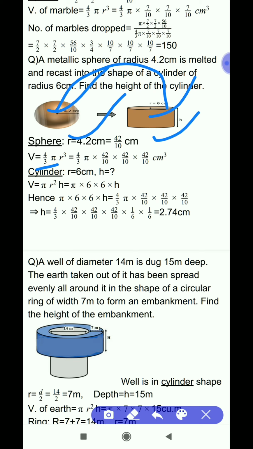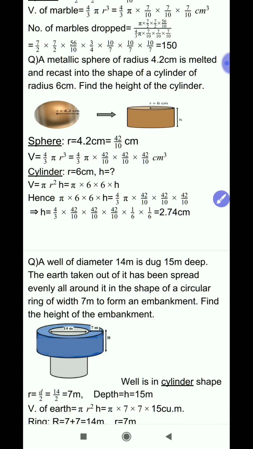So 4 by 3 into pi into 42 by 10 into 42 by 10 into 42 by 10. Now the radius of the cylinder is 6 centimeters. Height is not known. We have to find the height. Now the volume of the cylinder, the formula says pi r square h. So pi into 6 into 6 into h.